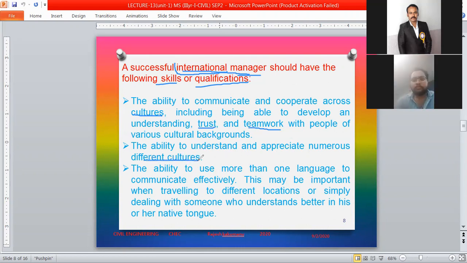So you have to get practice with other countries' cultures also. Next, the ability to use more than one language. So you have to learn not only your mother tongue, you have to learn other languages to communicate effectively. Language is a major problem, but English is a common language throughout the world. If you learn the local languages, then people of other countries will trust you, and all your products will be purchased by that country because of the communication you have done in the local language. Next, this may be important when traveling to different locations or simply dealing with people, someone who understands better than the native language, right?